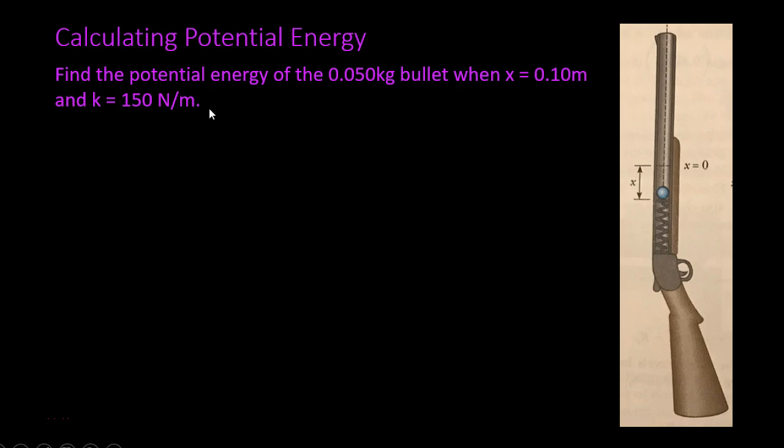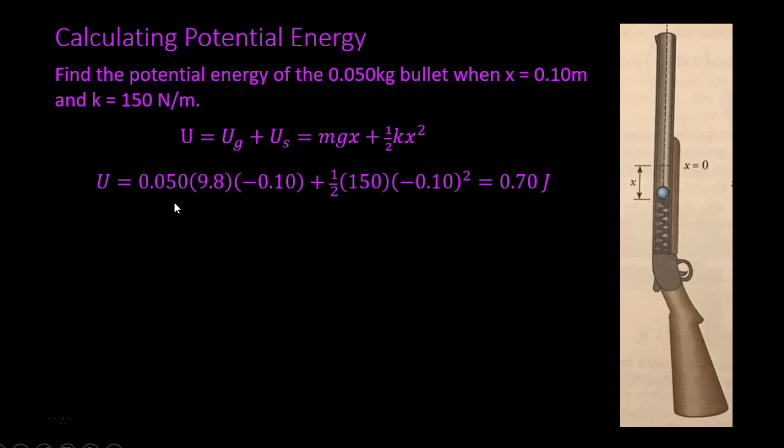So find the potential energy of the 50 kilogram bullet when the compression is 1/10 of a meter and the spring constant is 150 newtons per meter. Here's our potential energy equation. Notice we have both gravitational potential energy and elastic potential energy because we have a change in the position of the spring, but we also have a change in vertical position, also known as height. So we go ahead and plug in our numbers.